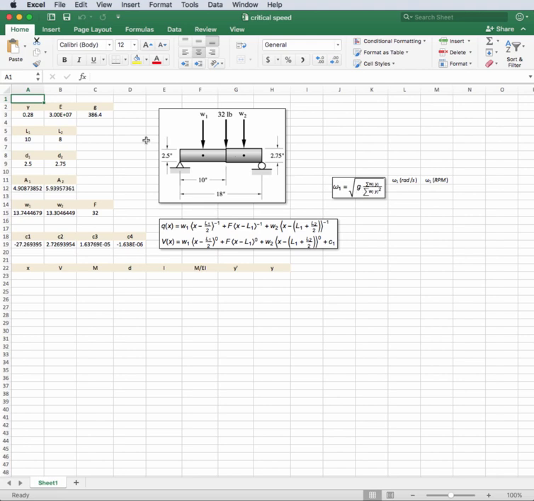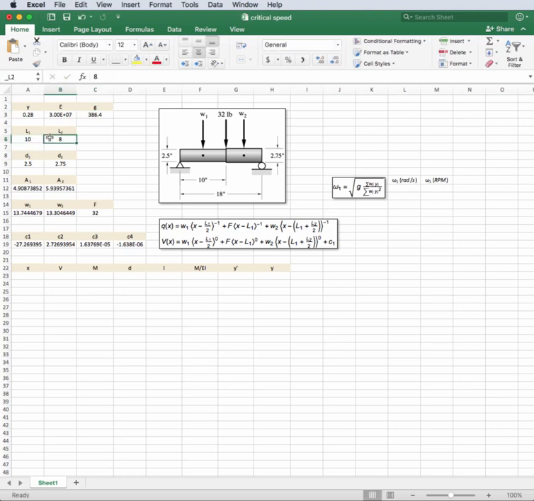Okay, I've set up the problem where I've got gamma for steel. Gamma is the specific weight. If you look this up on Google, it's about 0.28 pounds per cubic inch. This is 30 million psi for Young's modulus. This is the acceleration of gravity in inches per second squared, so you have to multiply feet per second squared times 12.